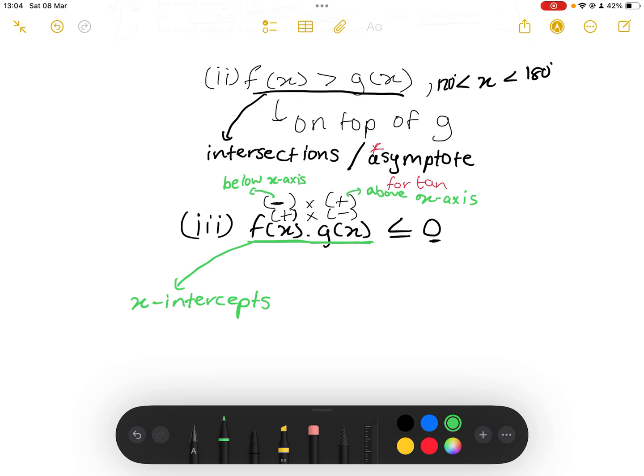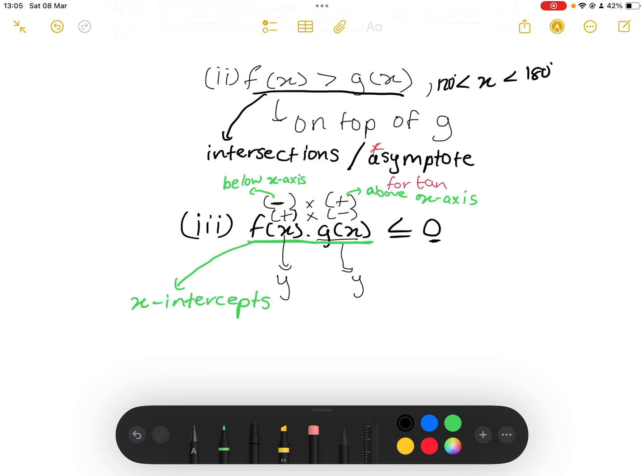What is the negative and the positive that I'm talking about? It's the y values. Remember this: f means y, and g also means y. So it's the y values that are multiplied by each other. If the y values from one graph are negative and the y values from the other graph are positive and they multiply each other, you're going to get a negative.